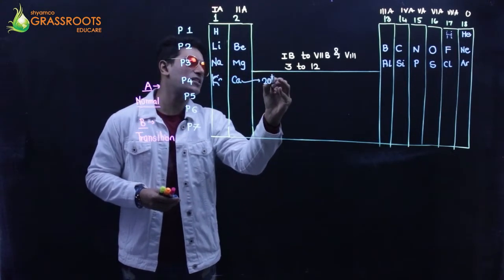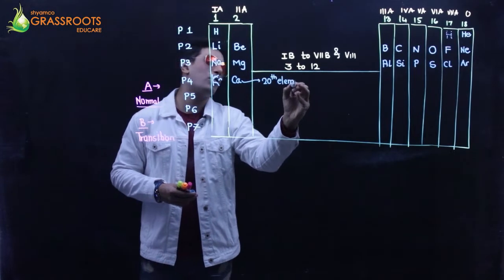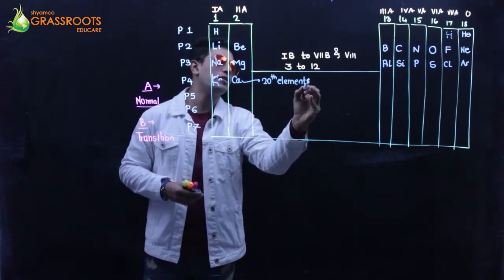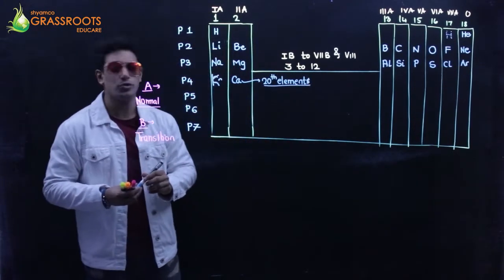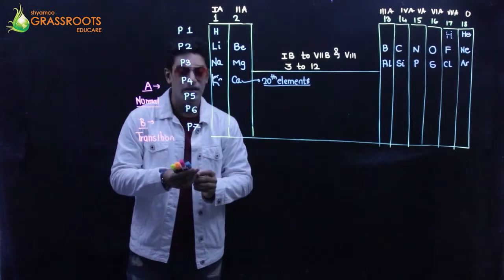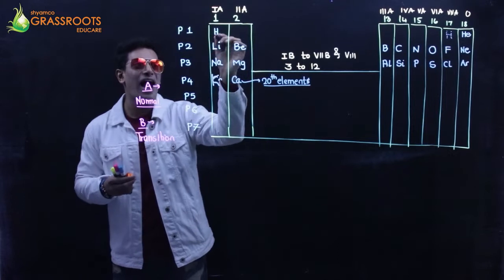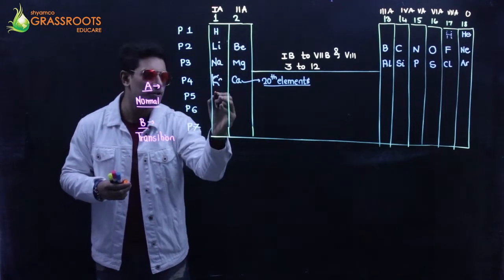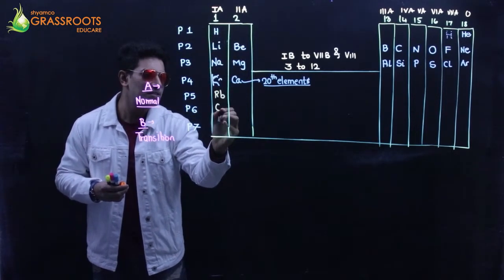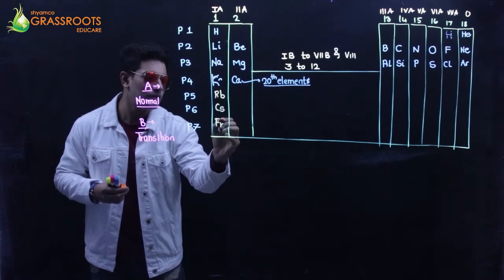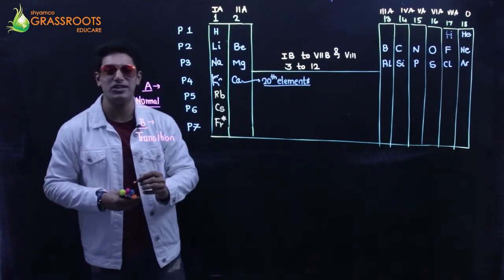So this is the 20th element, and all I need from you all is to know up till the 20th element. Also, I want you all to know a few more apart from this. We have hydrogen, lithium, sodium, potassium, rubidium, cesium, francium, where francium is radioactive in nature.